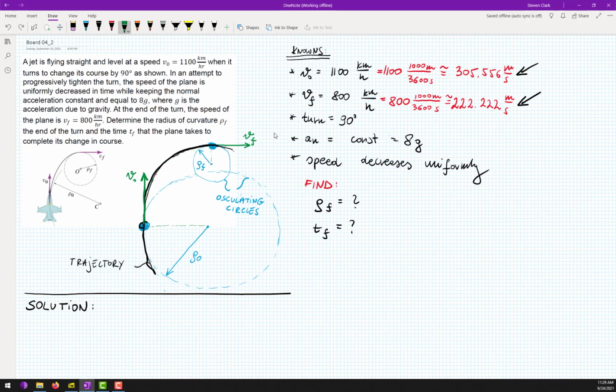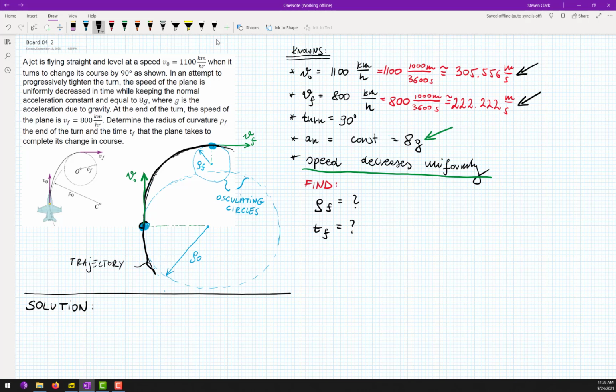What else do we know? We know something very good, that will make our problem easier. So an is constant, and an is equal to 8g. And they also told us that speed decreases uniformly, which we will use in a second. I will ask you to translate that into more mathematical formalism.